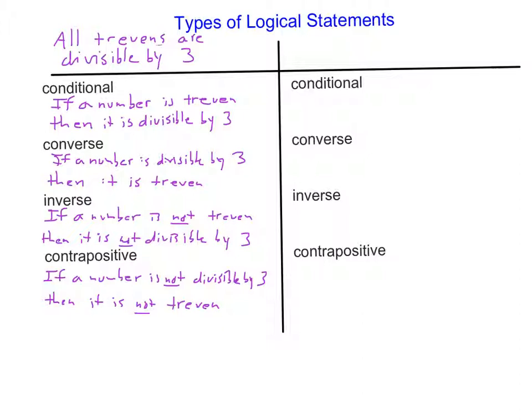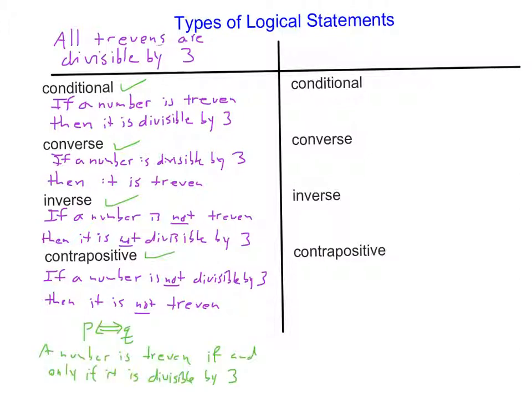And we can think about which of these statements is true. Accepting this statement, we of course want the conditional to be true. And for this case, the converse, if a number is divisible by 3, then it's Trevin. That's true. The inverse for this one is also true, and the contrapositive was true. So all of those are true, so this one actually works both directions and can be written as an if and only if statement. So a number is Trevin if and only if it's divisible by 3. Okay, so that one was kind of nice.